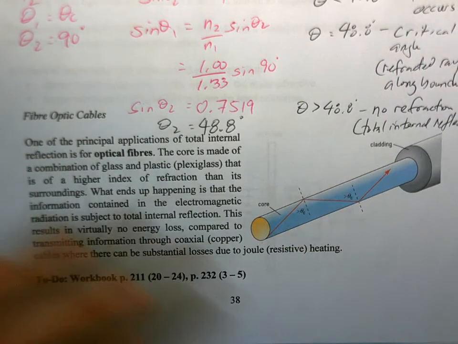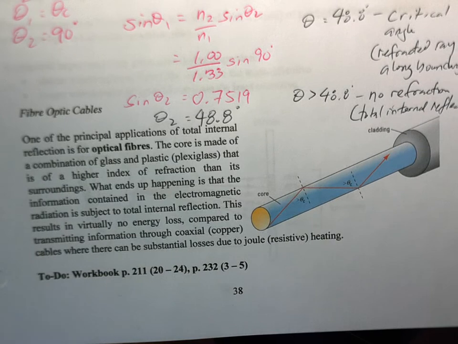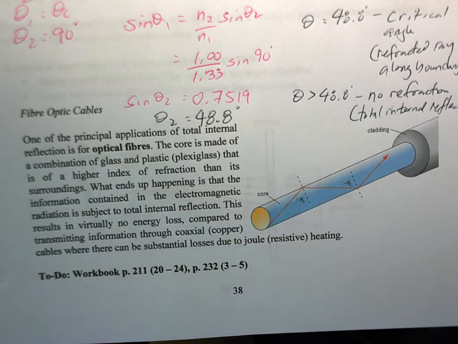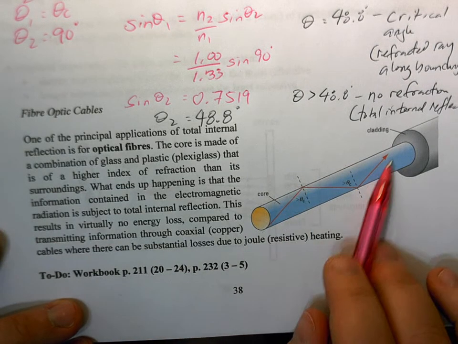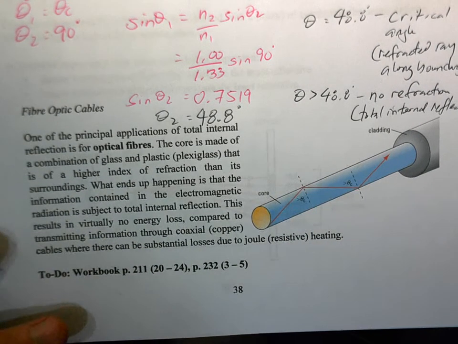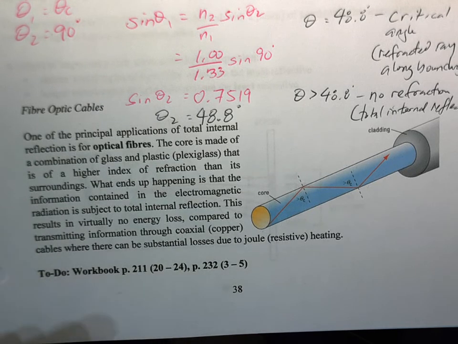Now, eventually there's going to be some signal leakage, so it will have to be reamplified. But the goal for a fiber optic cable is that we always want that continuous total internal reflection so that the signal stays inside the cable and we don't experience a lot of losses. But yeah, this is probably one of the biggest real world applications of total internal reflection.